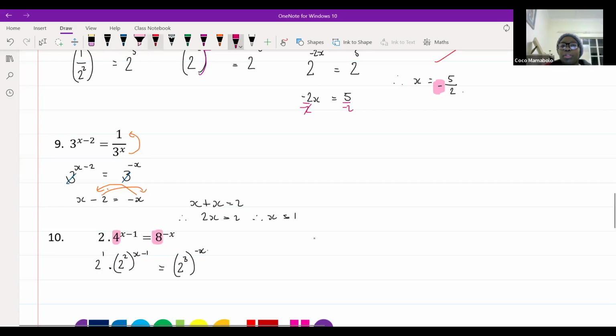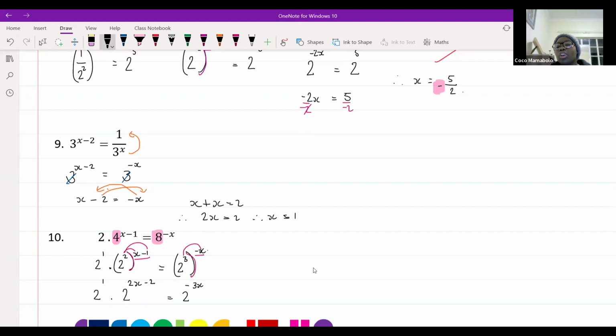Now, we've got to do a bit of distributing, grade 10s. So I've got a bracket and exponent that must distribute to both of those, and a bracket and exponent that must distribute to that. So what I'm going to get is 2 to the power of 1 times 2 to the power of 2x minus 2 is equal to 2, and I'm writing 3, 2 to the power of negative 3x.